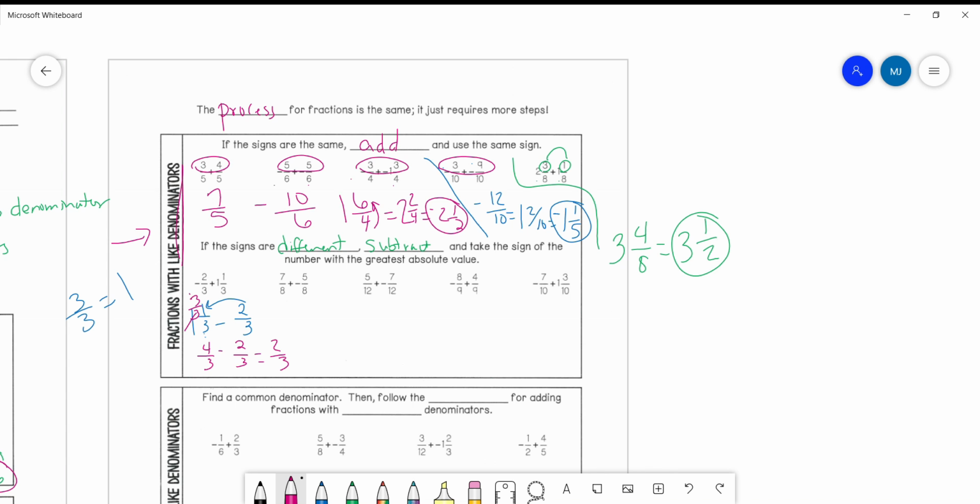which is going to be 2/3. Now I'm going to look at the absolute values of my original pieces. So I've got 1 1/3 and 2/3. So this one has a greater absolute value. This one is positive, so my answer is positive 2/3.